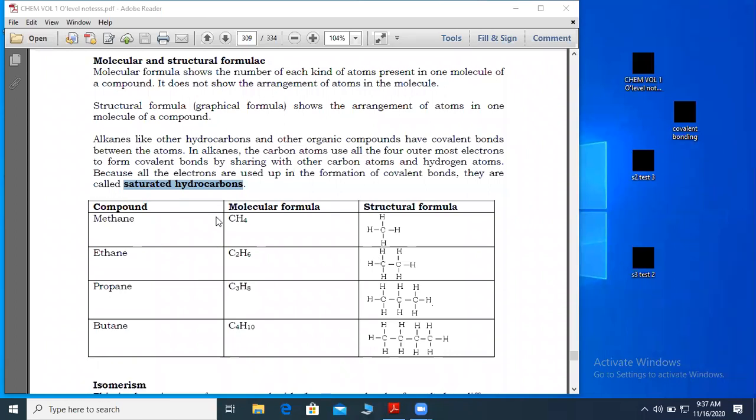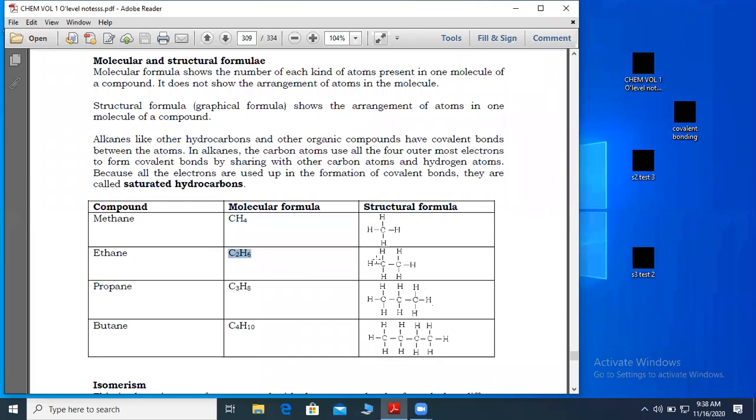Now this one is the molecular formula for methane. We have already seen how it comes about by using the formula CnH2n plus 2. Now to arrange this, we remember that carbon has 4 bonds. So we first write the carbon atom and we put the 4 bonds: 1, 2, 3, 4. Those bonds should be attached to hydrogen, such that the hydrogens are also how many? 4.